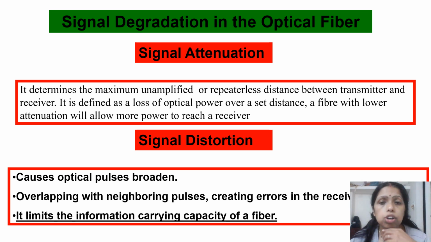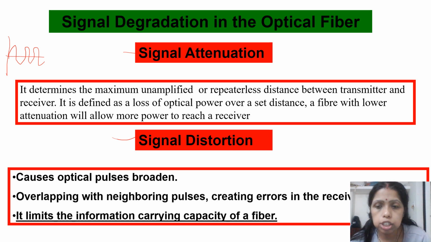Okay. So there are two kinds of degradation in the case of the optical fiber. One is signal attenuation, and another is signal distortion. Here you can see, suppose this is one kind of optical signal, a sinusoidal optical signal, right? So one is signal attenuation, another is signal distortion.